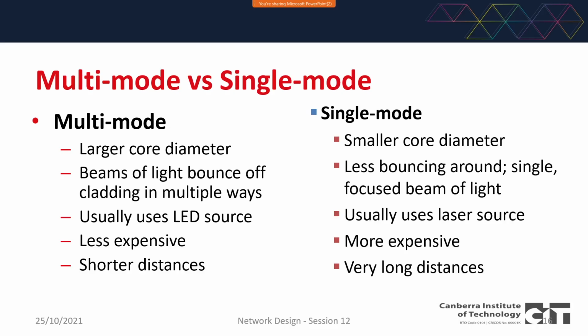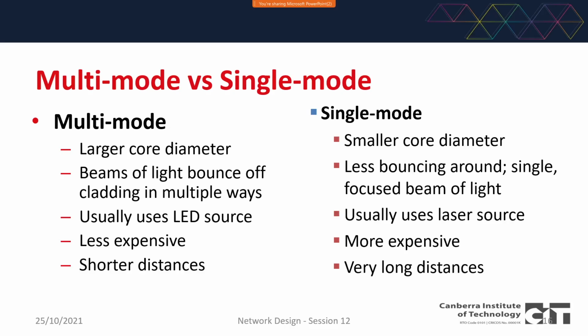Now, in terms of the types of fiber connections and the fiber cables that we can have, we do have multi-mode fiber and single mode fiber. With multi-mode fiber, we have a larger core diameter. We have beams of light that bounce off, propagating in multiple ways. It uses an LED source. It is much, much cheaper than single mode because it uses LED. So LED is super cheap nowadays, and that's why multi-mode is super cheap compared to single mode.